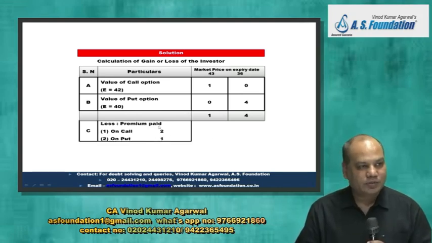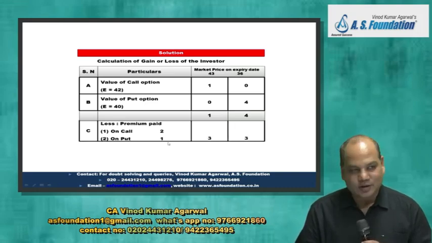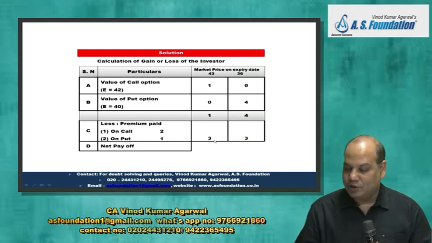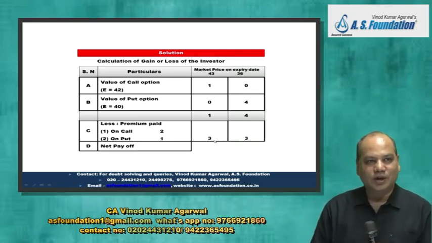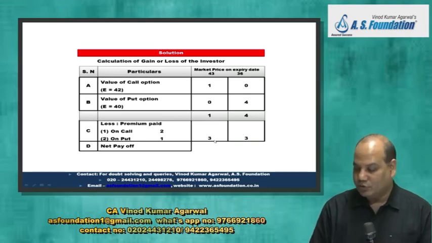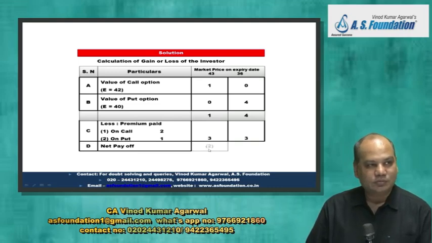Less premium paid. On call option 2 rupees. On put option 1 rupee. Therefore 3. This I have to pay at the beginning only. No choice. That is why you get the right to buy or not to buy, right to sell or not to sell. So what is my net payoff? 1 minus 3 is minus 2, 4 minus 3 is 1.